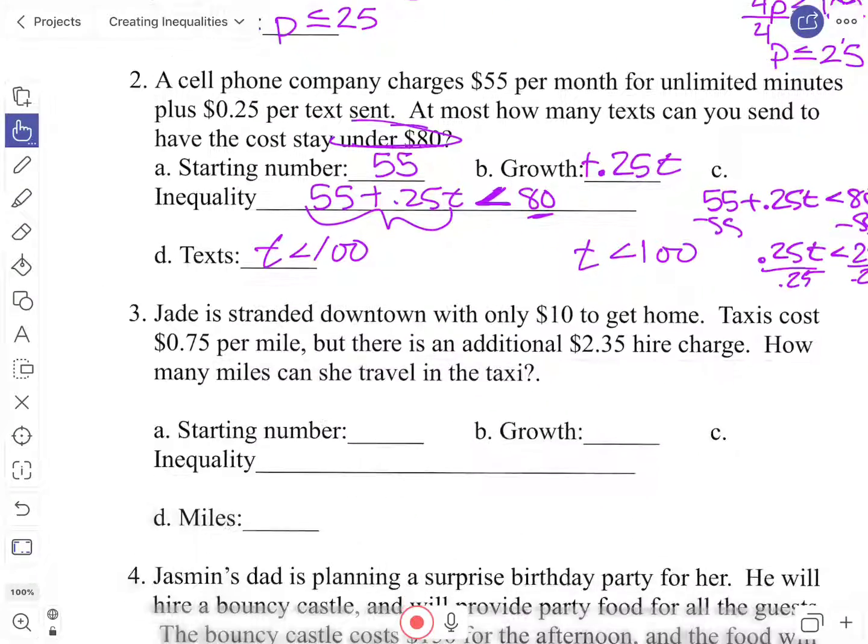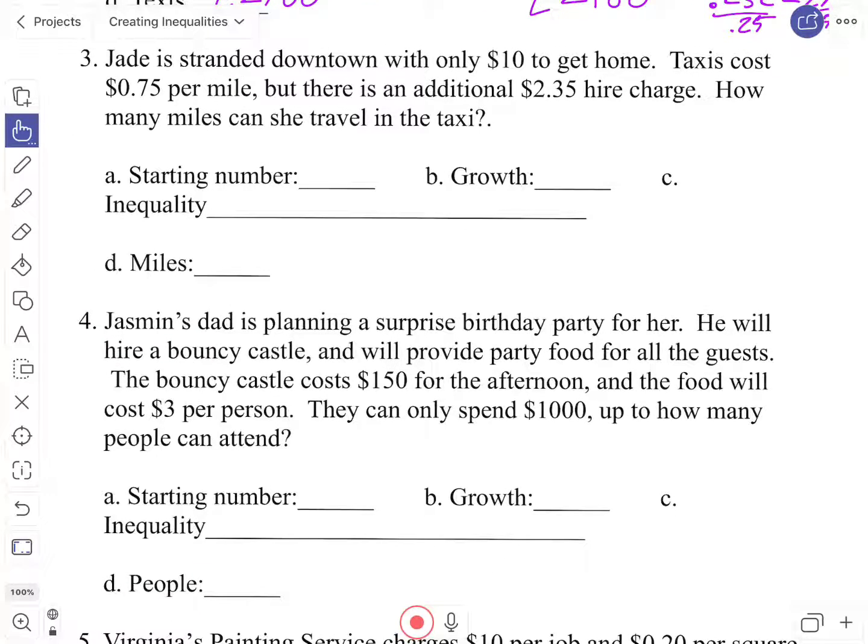All right, let's just keep moving on now. Jade is stranded downtown with only $10 to get home. Taxis cost 75 cents per mile. But there is an additional $2.35 higher charge. So our start number, $2.35. Our growth, 0.75 per mile. And so we're adding that cost. How many miles can she travel in the taxi? So we start out $2.35 plus 0.75m.